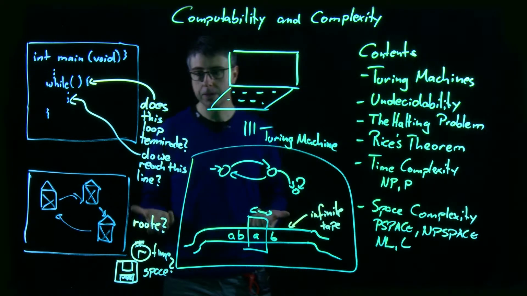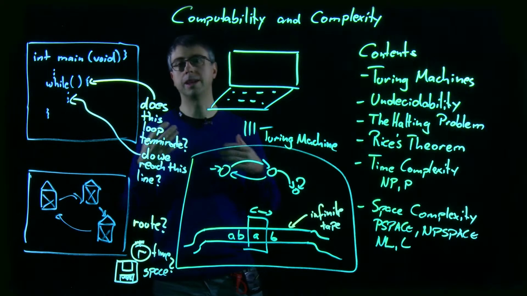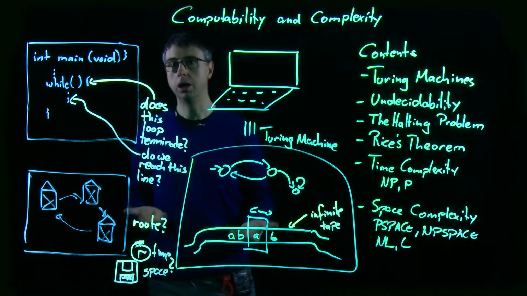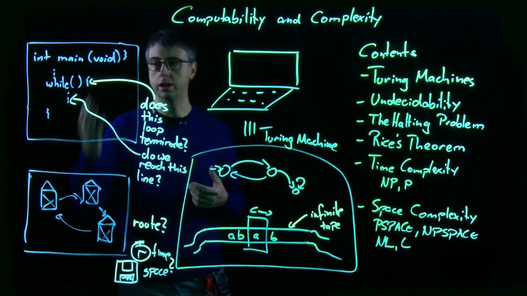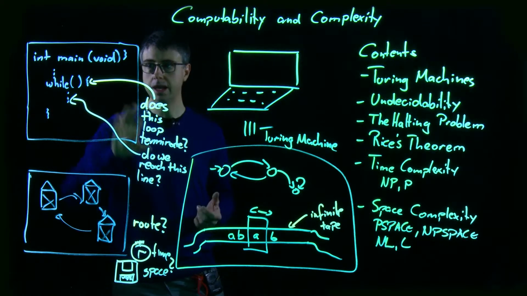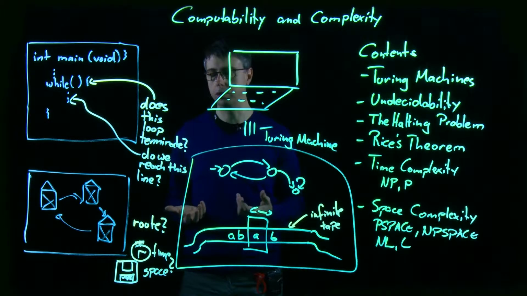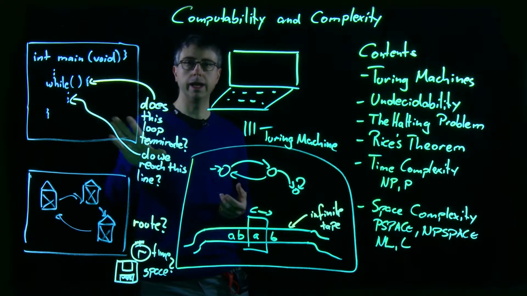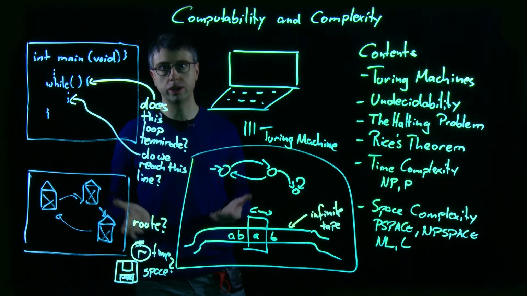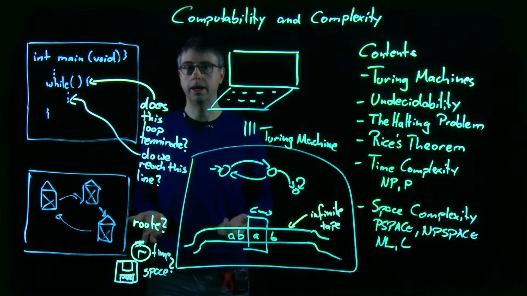It would be great. We would also like to know whether some line of code is actually reachable, whether it can be reached during the program flow or not. These are typical problems that you might face when developing computer programs. And in this MOOC we'll see that unfortunately, in general, all these problems are undecidable.